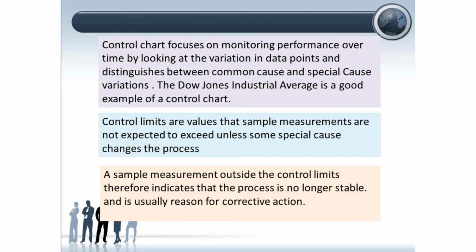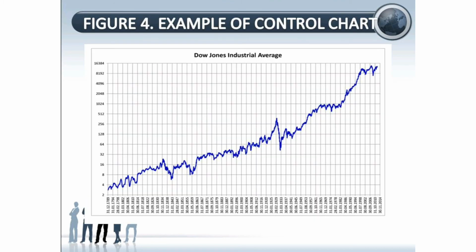Control limits are values that sample measurements are not expected to exceed unless some special cause changes the process. A sample measurement outside the control limits therefore indicates that the process is no longer stable and is usually reason for corrective action. This is an example of a control chart. The Dow Jones Industrial Average.